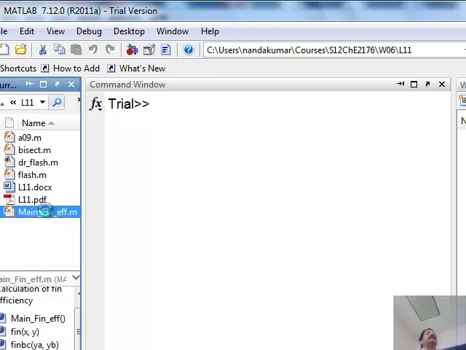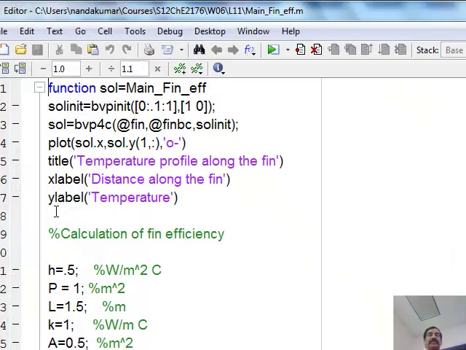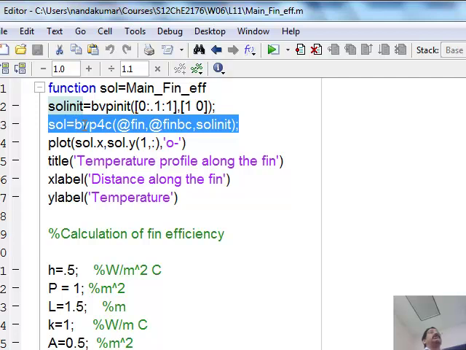This is the same function that we used in the last lecture. I just added two lines, one line to evaluate the integral, the other one to evaluate the derivative, that is the efficiency from these two. If you see, everything else would be exactly the same. I'm initializing, and I'm calling the BVP4C to get the solution.